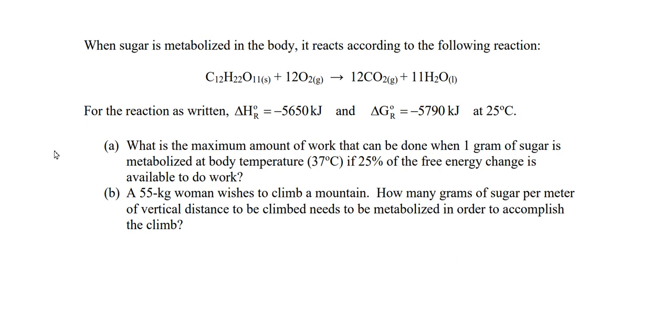What is the maximum amount of work that can be done when 1 gram of sugar is metabolized at body temperature, 37 degrees C, if 25% of the free energy change is available to do work? Part B: a 55 kilogram woman wishes to climb a mountain. How many grams of sugar per meter of vertical distance to be climbed needs to be metabolized in order to accomplish the climb? Take in a little bit the givens in this problem, and now the solution will be elaborated.